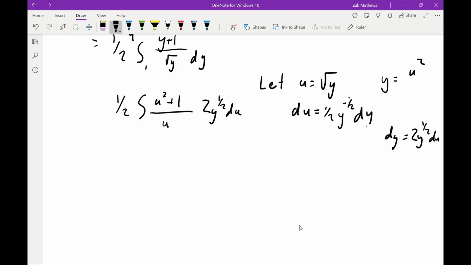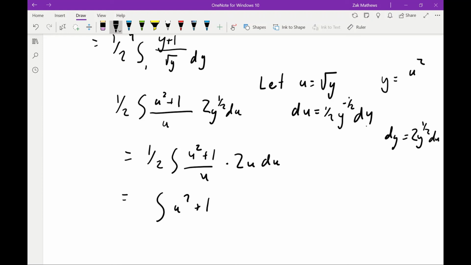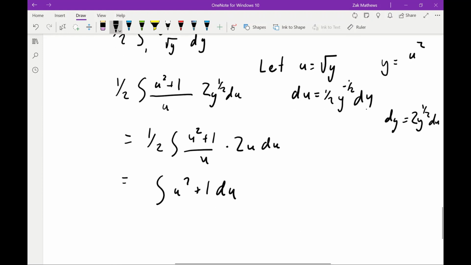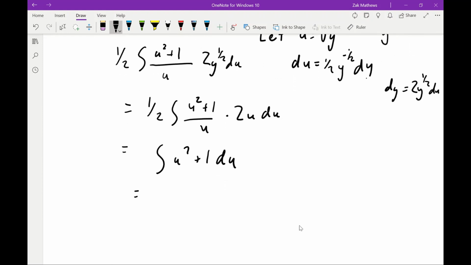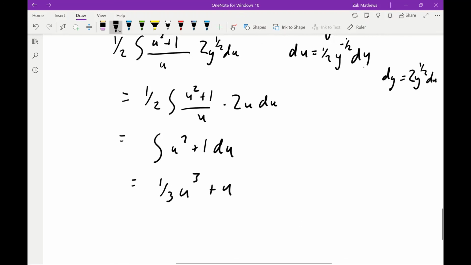Well, we just said that y to the 1/2 we called u. So we can write it as u squared plus 1 over u times 2u du. And so the 2 times the 1/2 cancel, the u's cancel, so we're left with the integral of u squared plus 1 du. And so now when we take our antiderivative, we have 1/3 u cubed plus u.